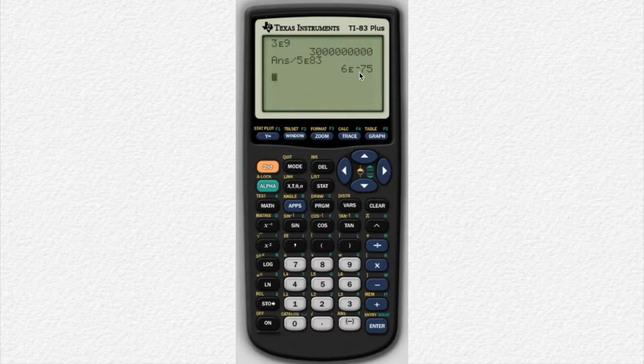So watch out. Sometimes, especially if we had a lot of decimals in front of this number, you might have that E at the very end and not notice it. So make sure you look at the entire number to make sure it isn't times 10 to some power.